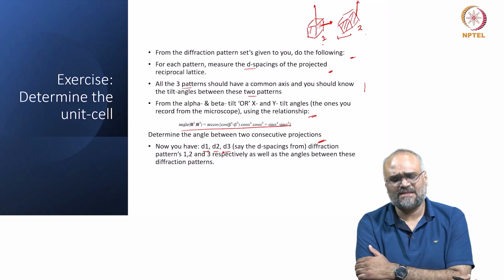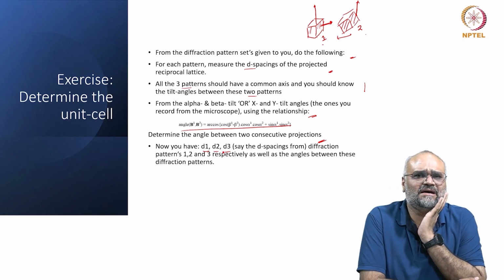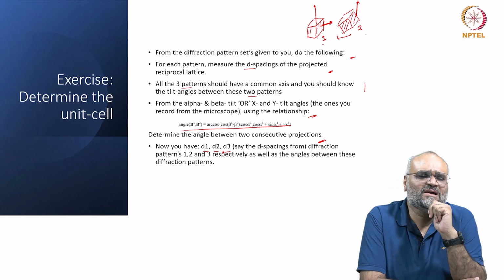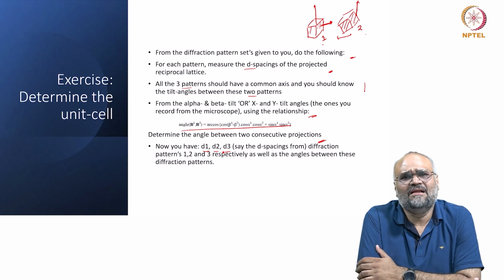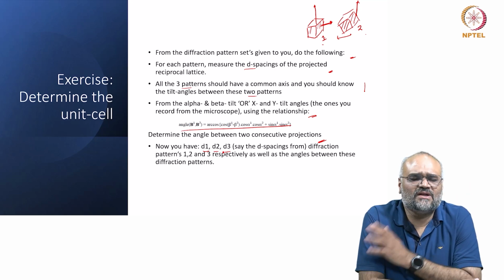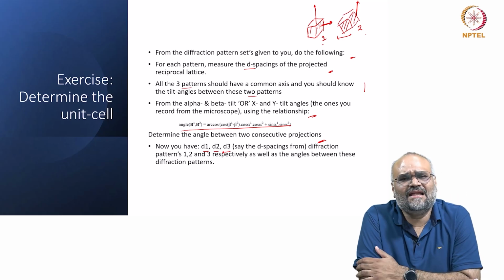So we will start with looking at different orientations in which a crystal can be changed within an electron microscope, and what I mean by maintaining a common zone axis, and then what I mean by maintaining a common direction, and then let us see how to determine the unit cell parameters.